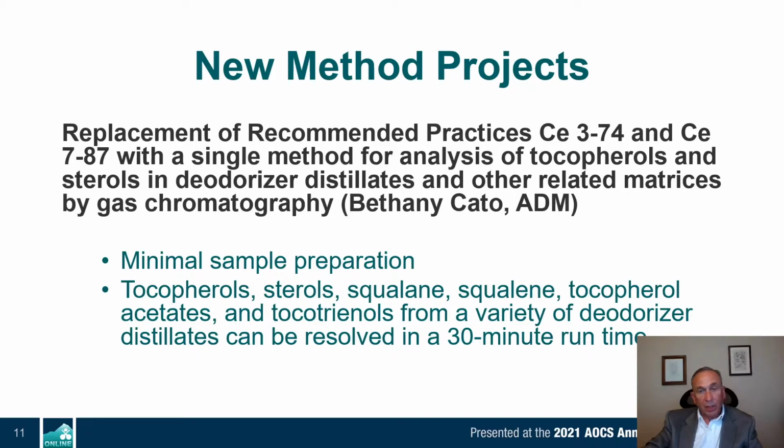Here's a new method project, and this is being brought to us again from Tribunus Midland. This is a replacement of recommended practices Ce 3-74 and Ce 7-87 with a single method for measuring tocopherols and sterols in deodorizer distillates and similar matrices by gas chromatography. It has the benefit of very simple, minimal sample preparation and a 30-minute runtime, and there's a broad variety of materials that will be found in deodorizer distillates that this method will quantify.